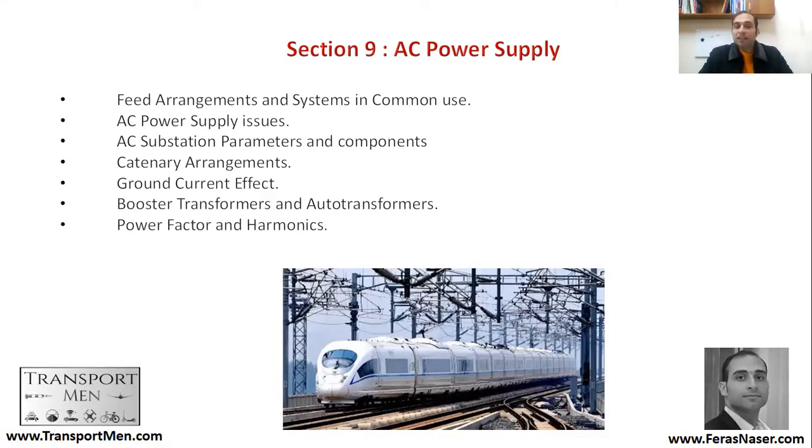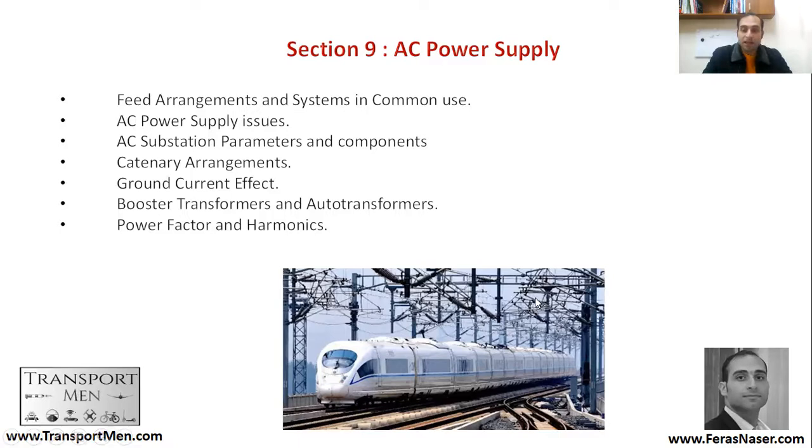So feed arrangements and systems in common use, AC power supply issues, some of the issues that are facing AC supply, AC substations, what do they consist of and what are their main parameters, catenary arrangements, how these infrastructure components that are holding the lines are being arranged, and ground current effect, what happens to the return current and what is the possibility of that current to infiltrate the ground, and what are the consequences of that. Booster transformers and auto transformers, and a booster transformer is the transformer that is responsible for handling ground current.